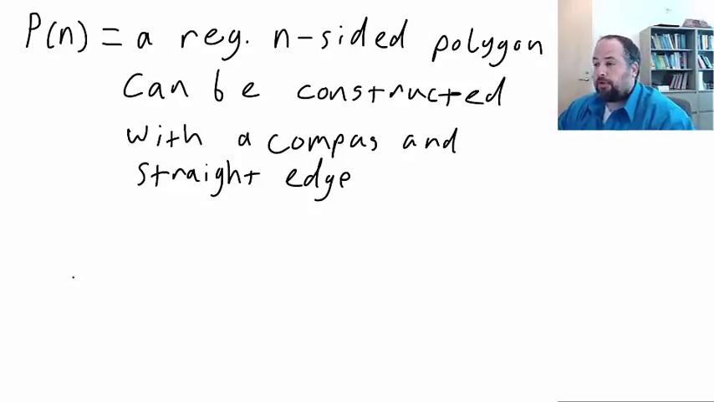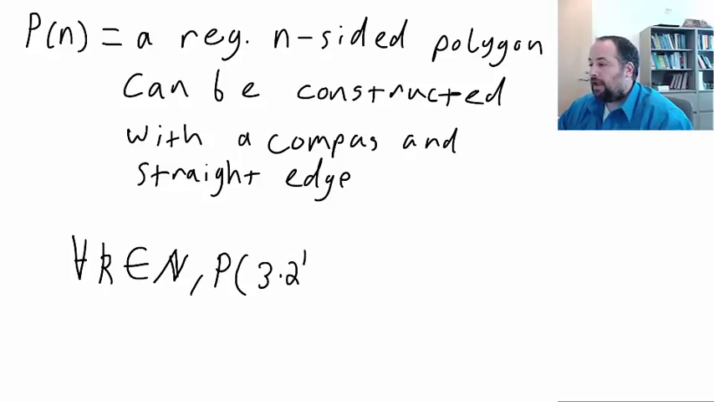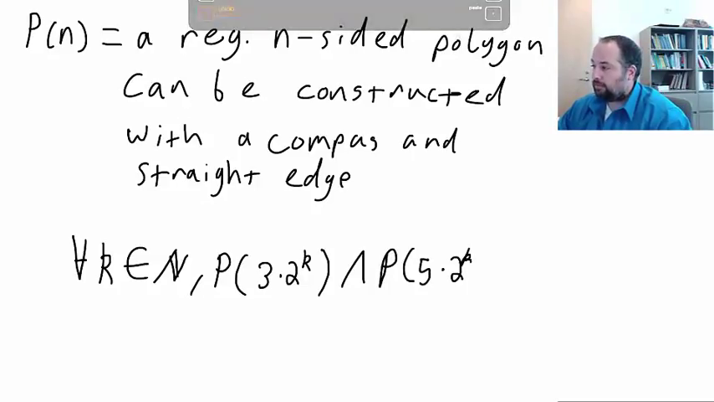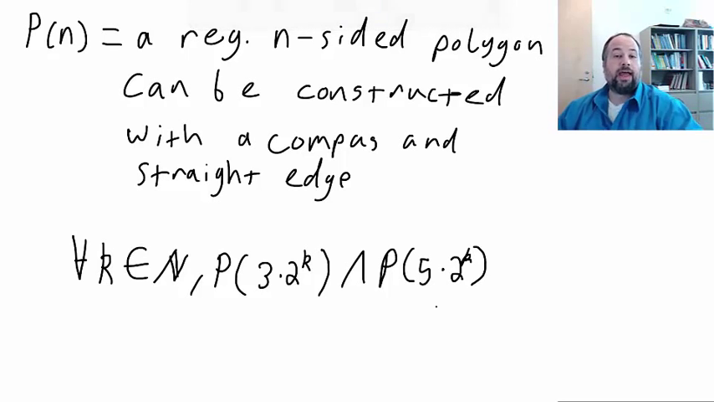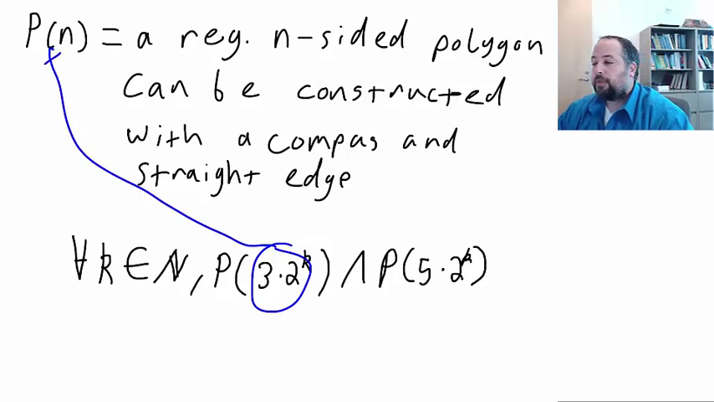Well, the Greeks proved that for all k that exist in the set of natural numbers, P of 3 times 2 to the k and P of 5 times 2 to the k are true. The Greeks proved that to be true. So we know for any k in natural numbers, if it's 3 times 2 raised to that or 5 times 2 raised to that, that is a valid n. So this is sitting in for the n up here. So we know at least in those two cases, P of n is true.